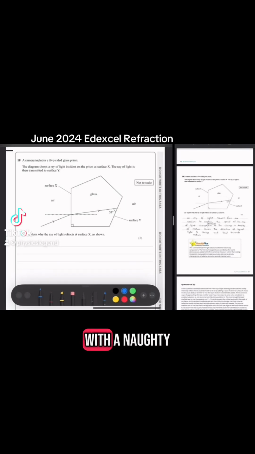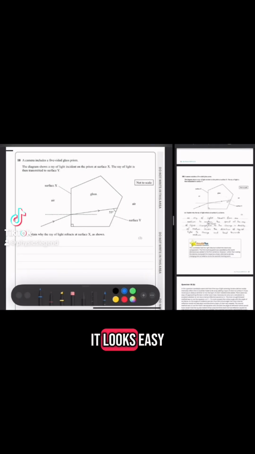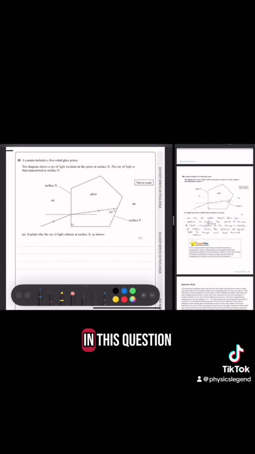I'm coming today with a naughty question here. It looks easy, but some students say they might face some difficulties in this question. Question 18, and we have a glass prism, and we have two media, air and glass.